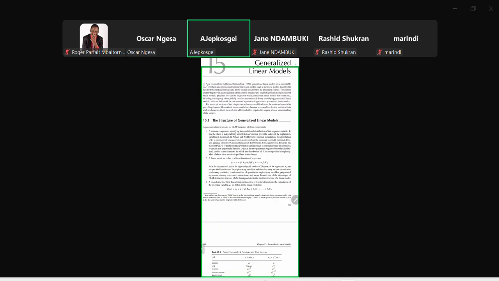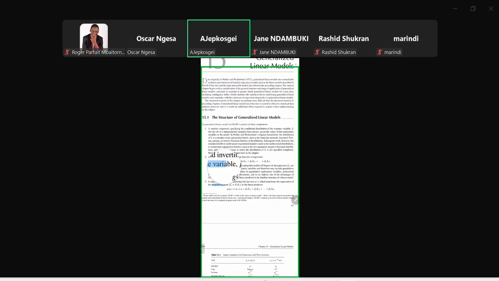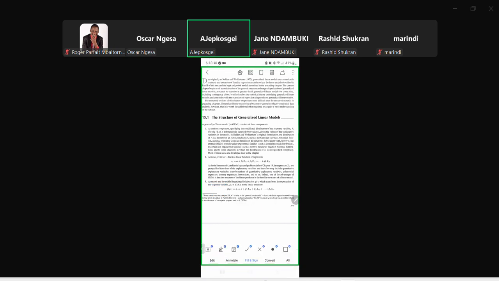The structure of generalized linear models. A generalized linear model consists of three components. Number one is the random component, which specifies the conditional distribution of the response variable y, given the values. Leave it there. Okay. So the first part is the random component.